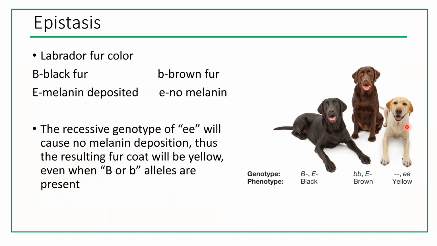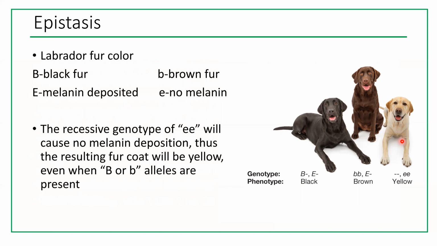Well, how about this yellow Labrador? How do we come up with this? Now, we have another allele, and this allele is for melanin deposition. So this dog can synthesize melanin. This dog can synthesize melanin, right? In a lesser amount. This dog maybe has melanin, but it's not deposited in hair, eyes, and skin.